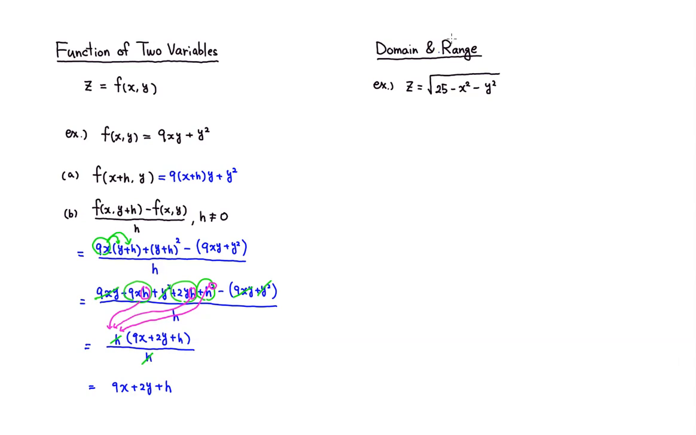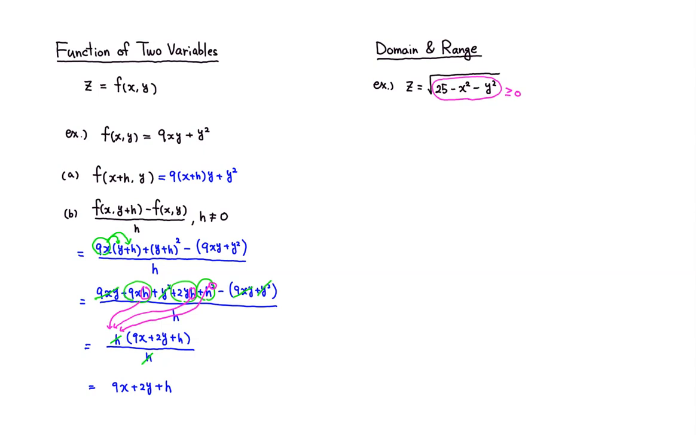If you have a function which looks like this, usually the square root is a troublemaker. So we have to make sure that whatever is inside the square root is non-negative, because if you get a negative value, then we have to deal with a complex value, an imaginary number.